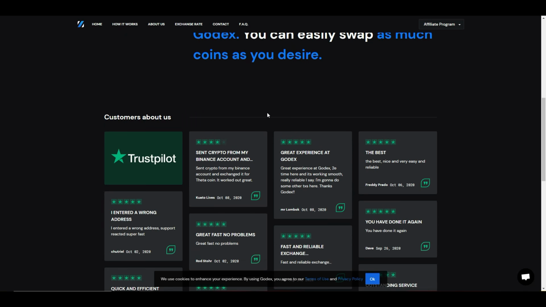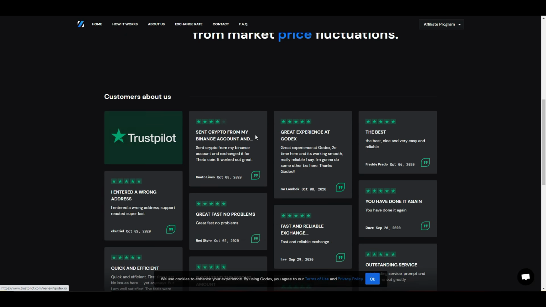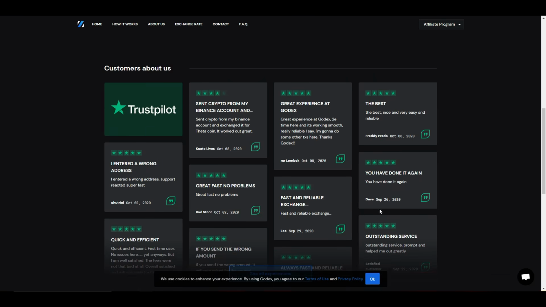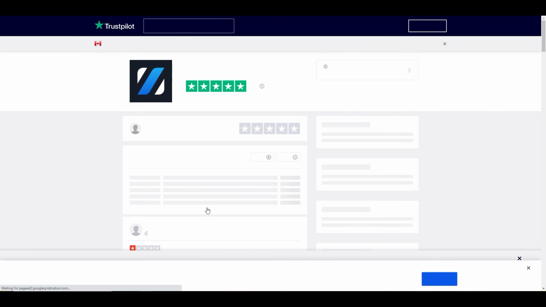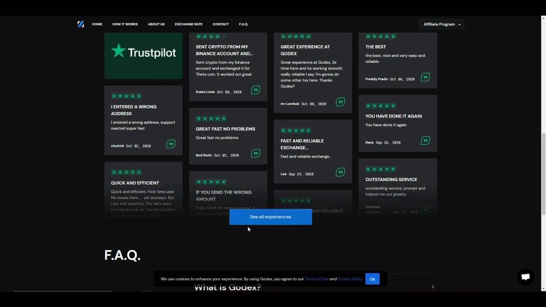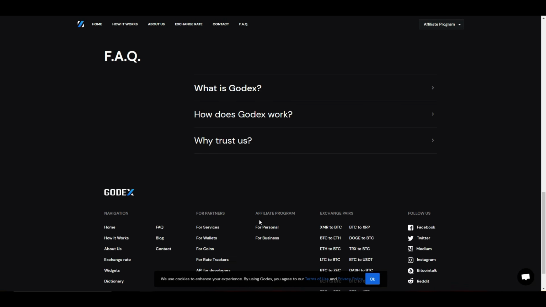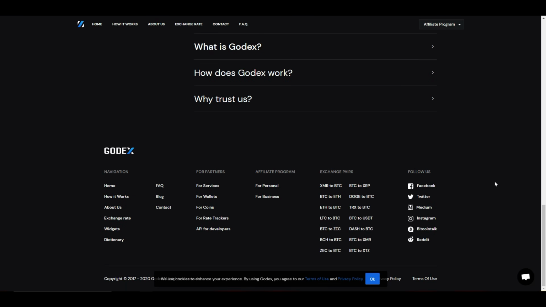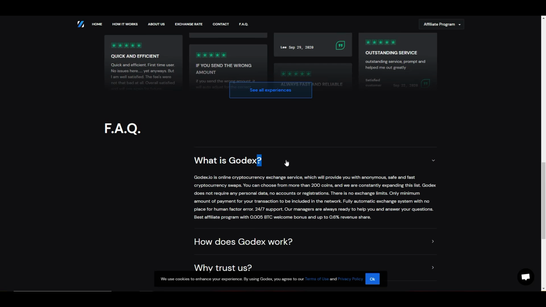Here you see some of the things that are being said about them on Trustpilot. 4-star, 5-star, 5-star. All I see is 5-star, guys. Amazing stuff. So fast and reliable exchange. You have done it again. Outstanding service. You could actually see all experiences, giving them an overall 4.8 rating, guys. This is unreal. You don't see that these days. Nowadays, something with this high of a rating, it's not there for you to see, but they are doing it, and it's great to see, guys.